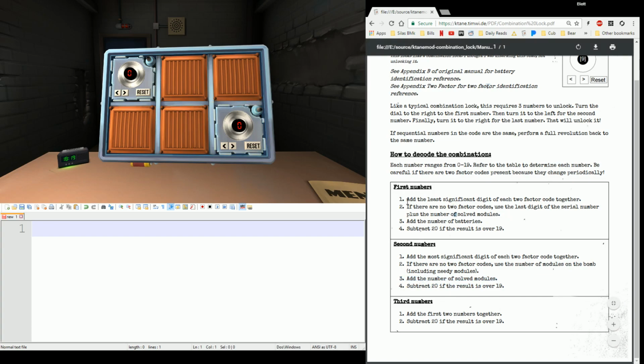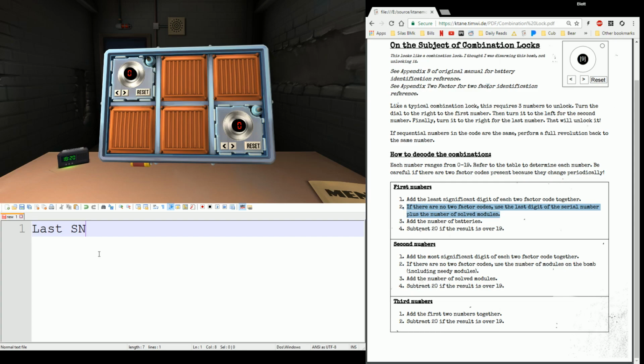So let's look through the rules again. First rule is to add the least significant digit of each 2 factor, but I don't have those anymore. So instead, if there are no 2 factors, use the last digit of the serial number plus the number of solved modules. So it's last digit serial plus solved modules, plus the number of batteries.